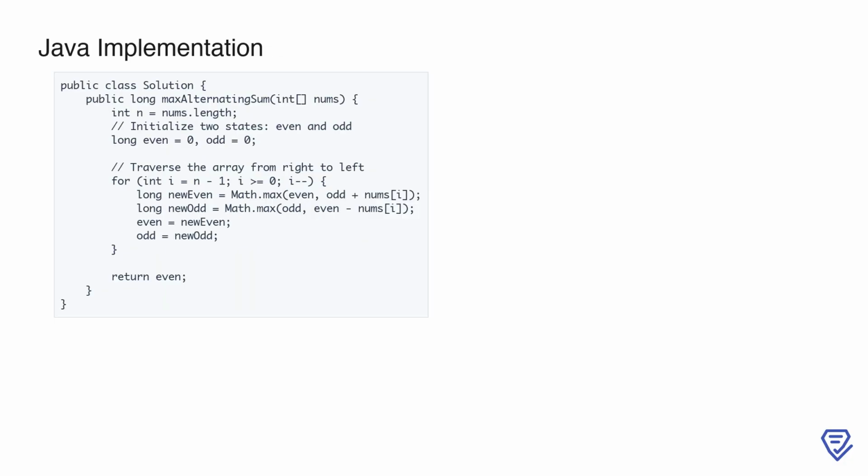This is the Java implementation of LeetCode problem number 1911, maximum alternating subsequence sum. The logic mirrors the Python solution, using two variables to track the maximum sums for even and odd states while traversing the array in reverse. Key differences include Java's explicit type declarations and usage of Math.max for comparisons. The method returns the maximum alternating sum as a long, ensuring compatibility with larger values.